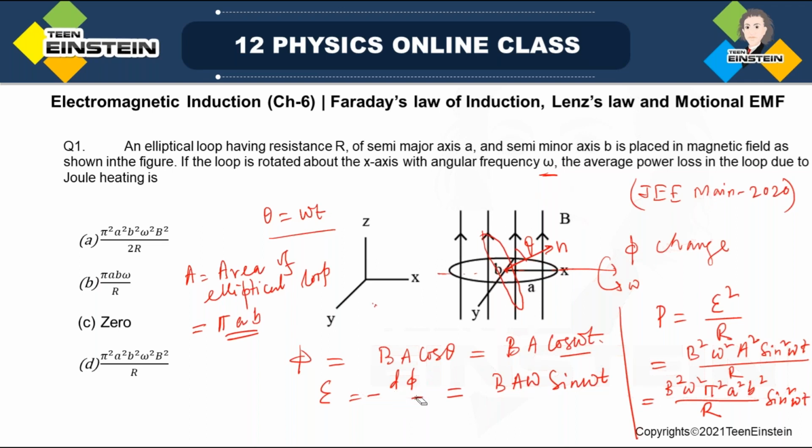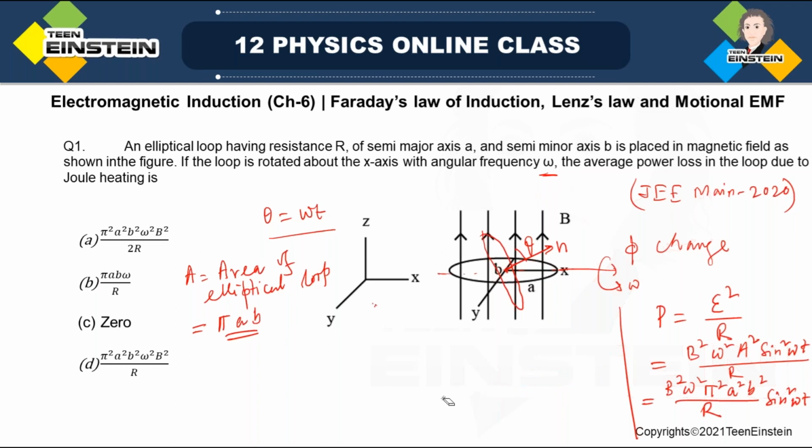I'll just remove this part. Rather, I'm going to use this part now. So we'll write it here. Let us write the flux, induced flux, minus d phi by dt, which is B A omega sine omega t. Okay, so this is what we are carrying with this.